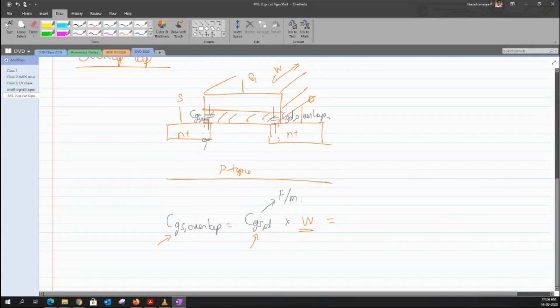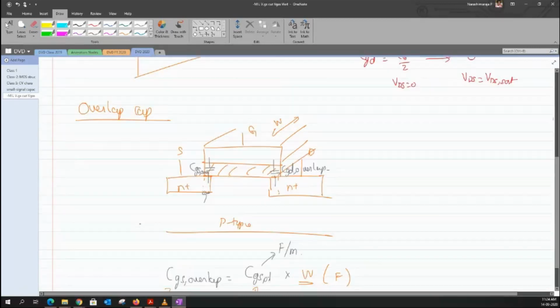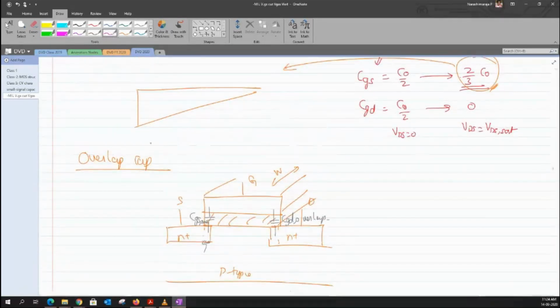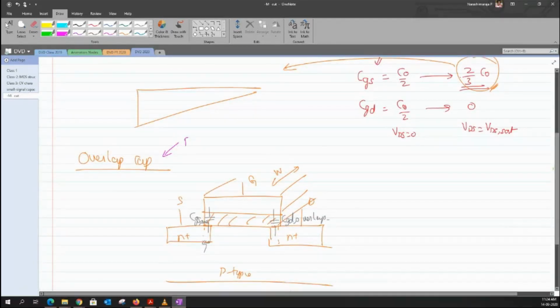And the same formula appears over there. So if you want, I can write CGD overlap as CGDOL, which has a unit of farad per meter, and it has been multiplied by the width in order to get the overlap capacitance. Now, in general, this overlap capacitance is bias independent. This is something that I specified. So this is bias independent.